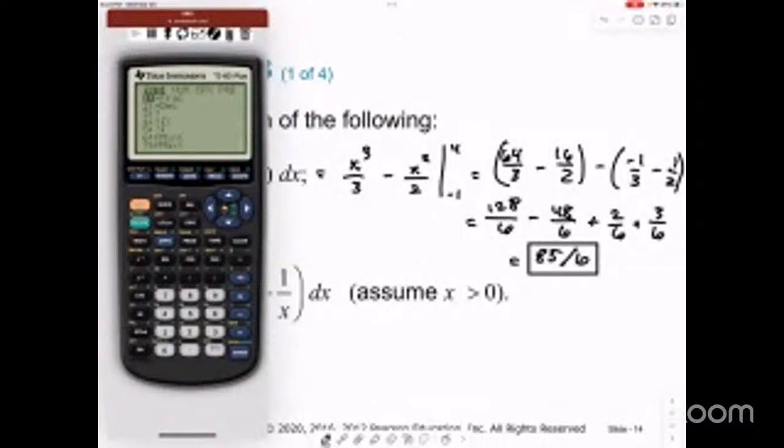85 over 6. Look at God. Ow. Funny bone. Hit my funny bone.